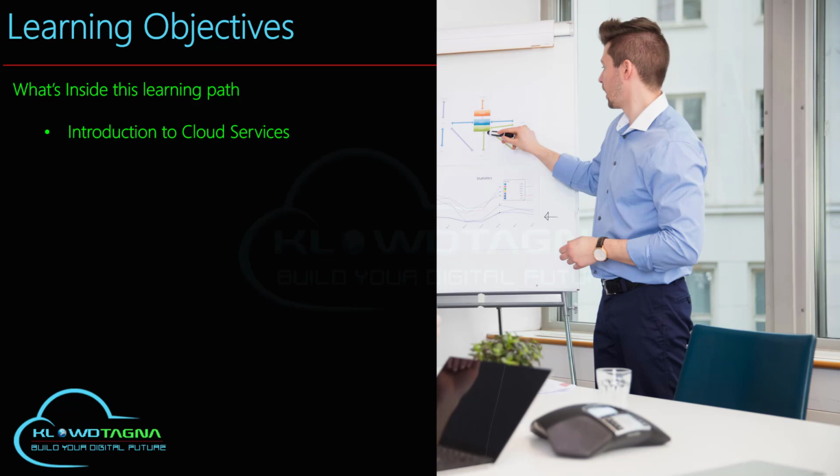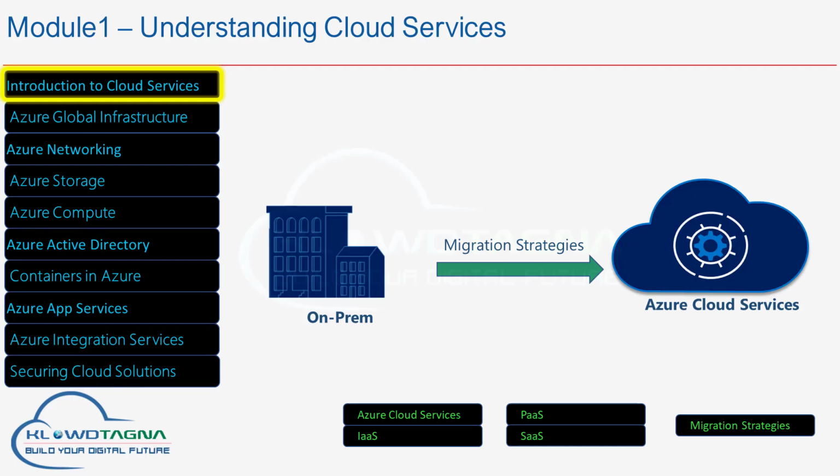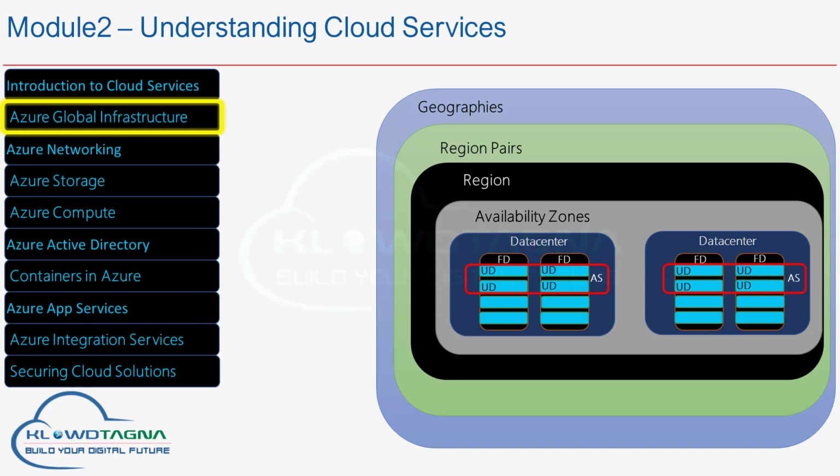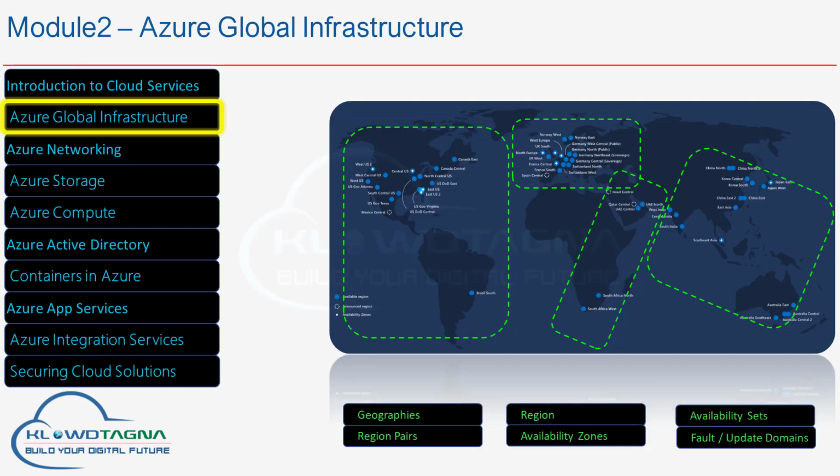Let's quickly go through what we are going to discuss today. First module, we are going to take a look at the importance of the cloud services and how to get started with Azure and some of the migration strategies. Second module, we will try to understand more on the Azure global architecture, like how Azure spread across different regions, the connectivity between the data centers, and that's going to give us a big picture about the Azure platform.